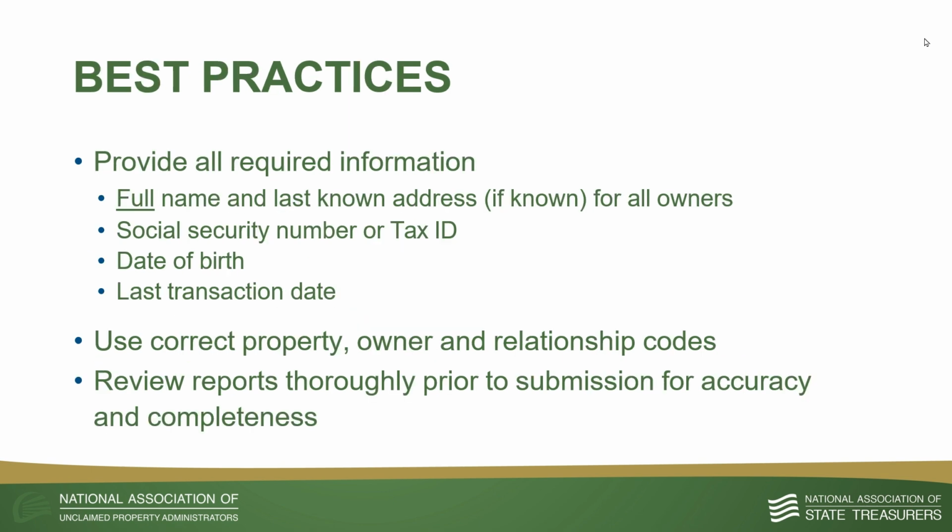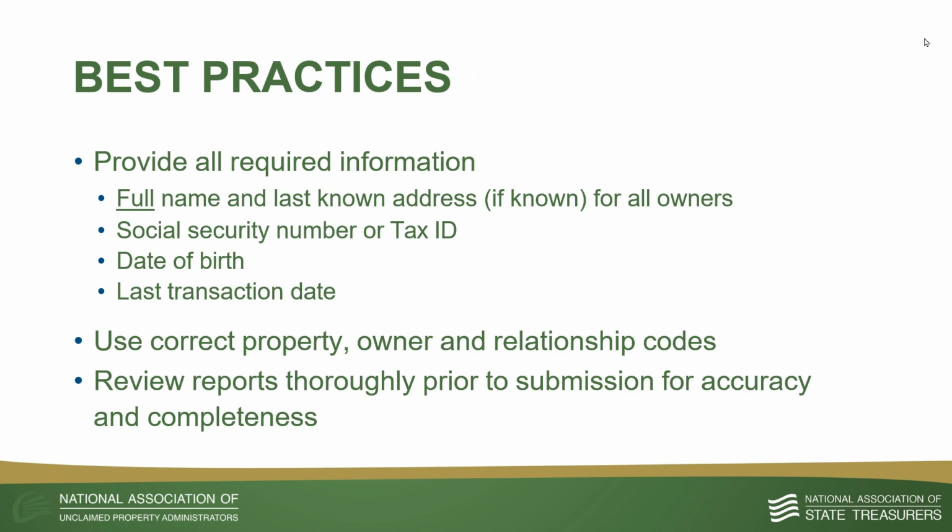We need the full name and the last known address for the owners. We need the Social Security or tax ID if it's a business. We need the date of birth if you have it, and the last transaction date. We need you to use the right relationship codes too. It's all important on how we distribute the unclaimed property.